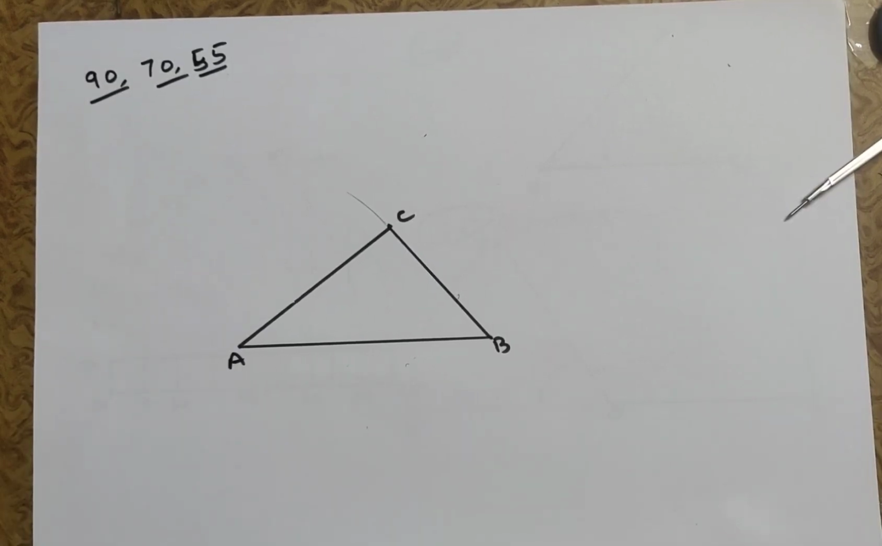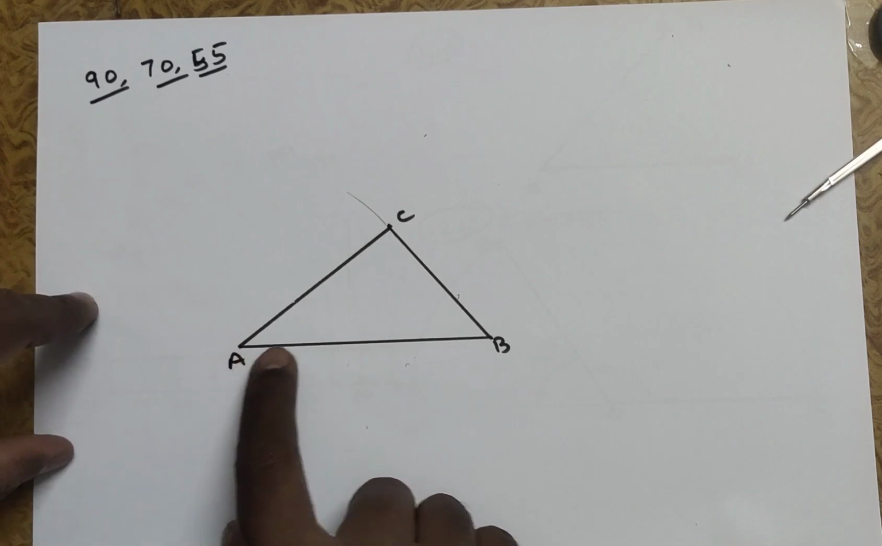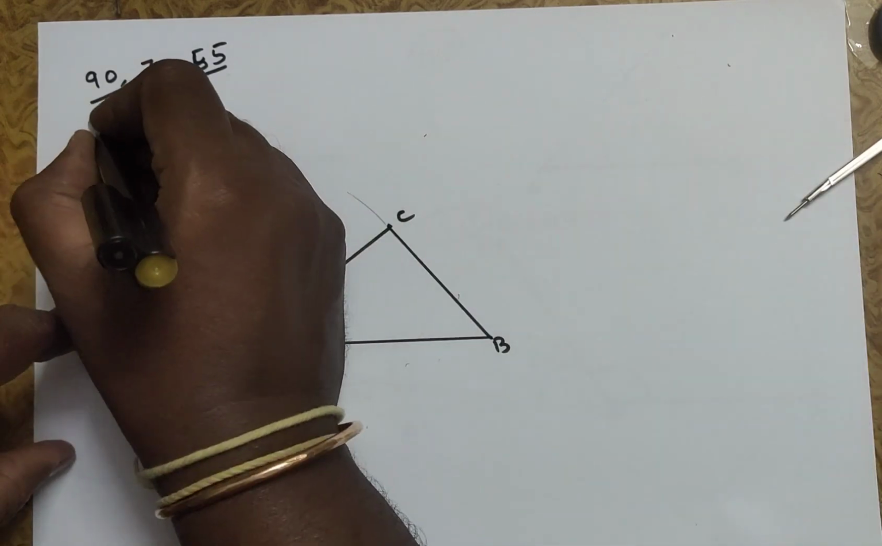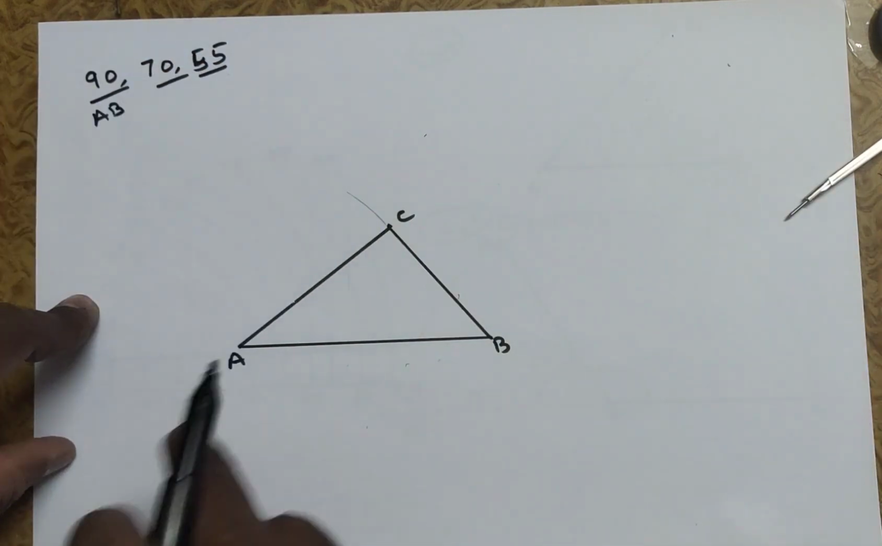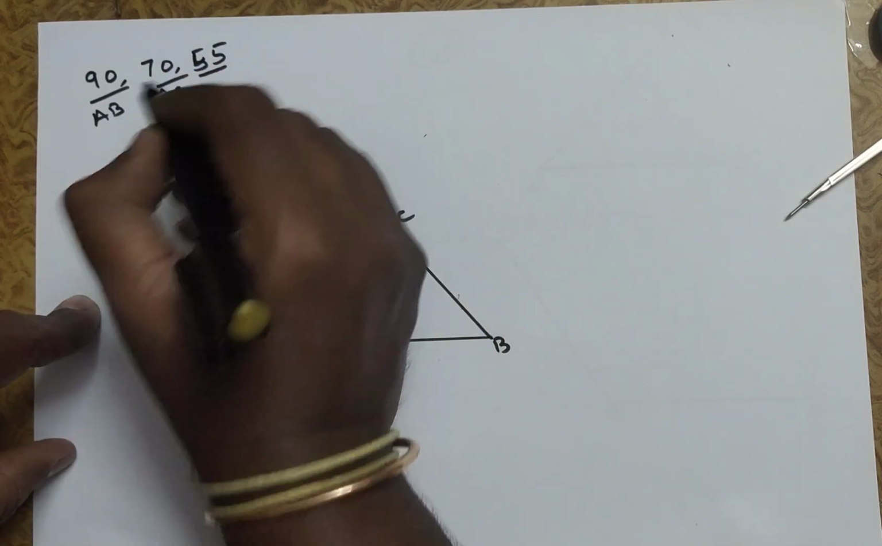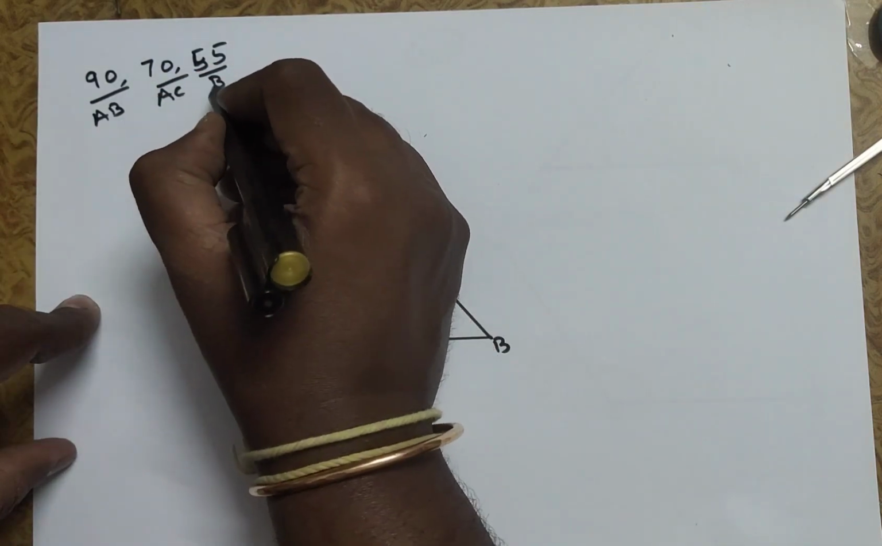How should I do it? I will construct the triangle first, and after that I will explain the procedure. Now, how to measure it? Here if you observe, AB length is 90, AC length is 70, and BC length is 55.